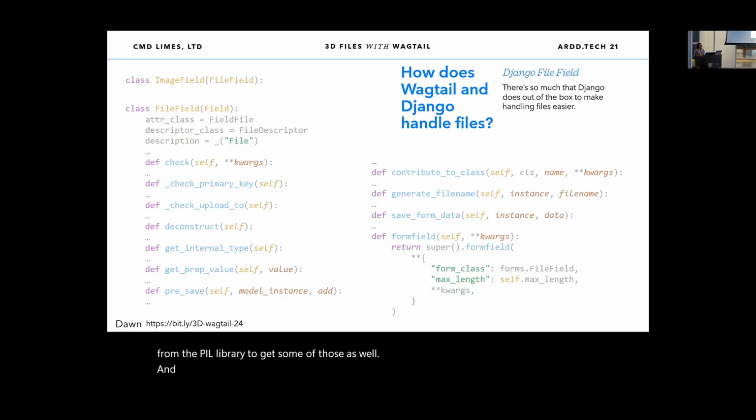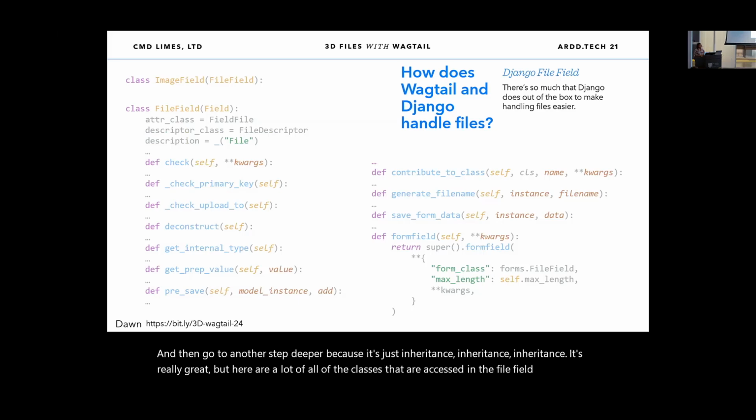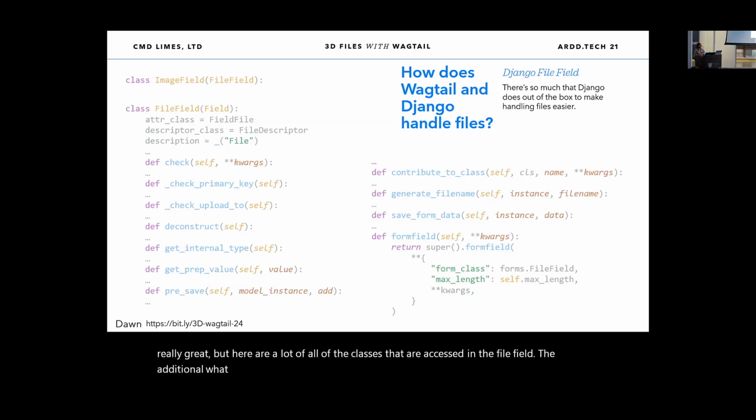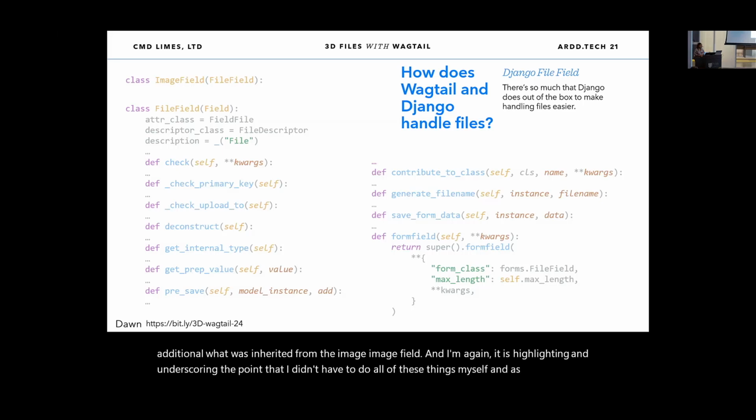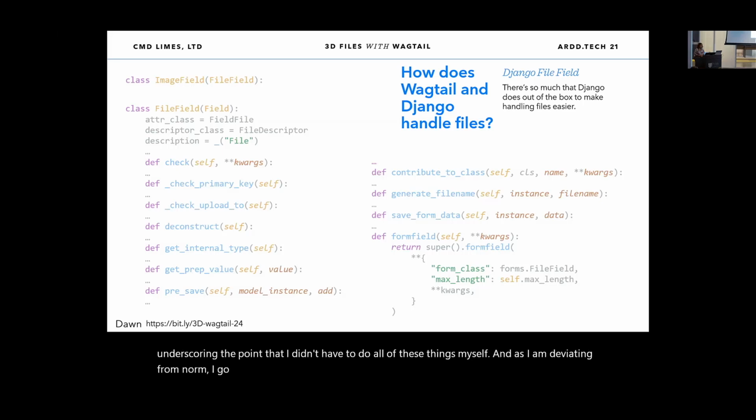And then go another step deeper, because inheritance is really great. But here are all of the classes that are accessed in the file field, the additional ones inherited from the image field. And again, it is highlighting and underscoring the point that I didn't have to do all of these things myself. As I am deviating from the norm, I go through and find the definition in my VS Code instance, and figure out what I am missing when I am overriding some of these methods.